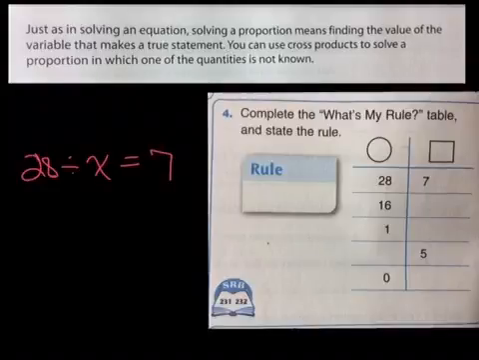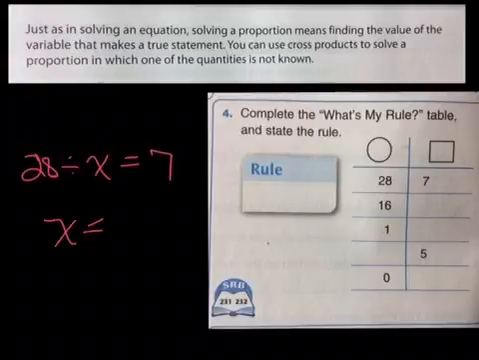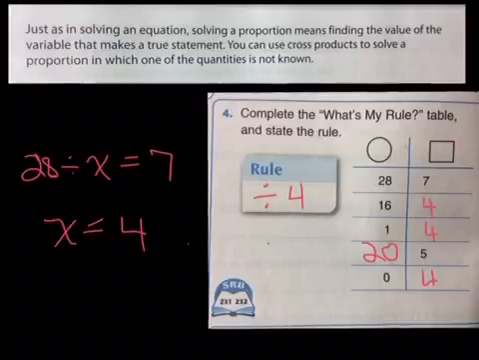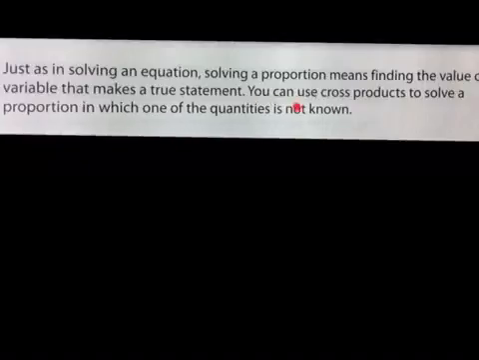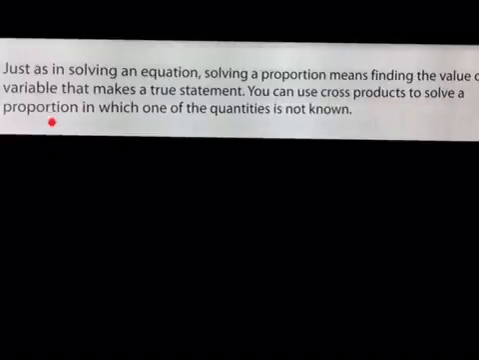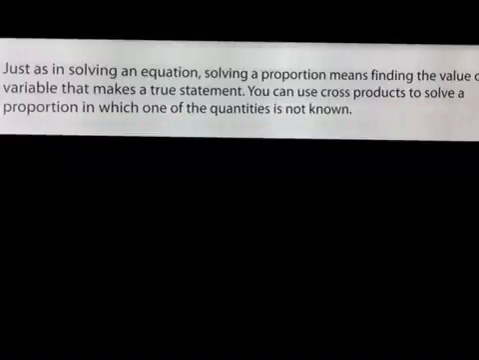So we're trying to identify the rule, or in other words, the value of the variable that makes the statement true. So what's the value of this statement? Well, I'm sure you've already figured it out, that x equals 4, right? So then if we were to do this, we would fill it out as so. 16 divided by 4 is 4, 4 divided by 4 is 1, 20 divided by 4 is 5, and so on. So you can use cross products to solve a proportion in which one of the quantities is not known.